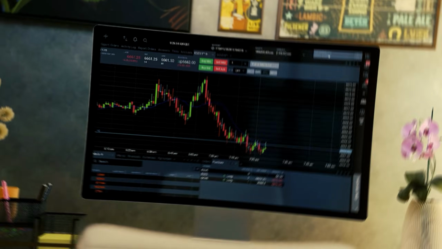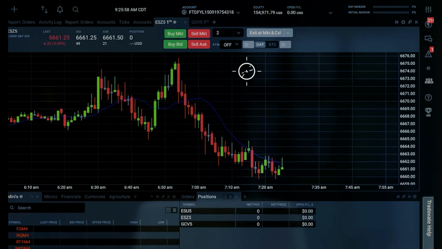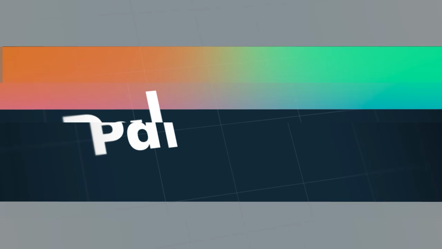Now, if you're long 2 ES contracts and 1 GC contract, hitting flatten closes everything immediately at whatever the current market price is. Just remember, flatten uses market orders, so you might get filled at worse prices during volatile moments. It's designed for speed, not precision. Use it when you need to exit quickly, but for normal trade management, closing individual positions using limit and stop orders gives you way better control.